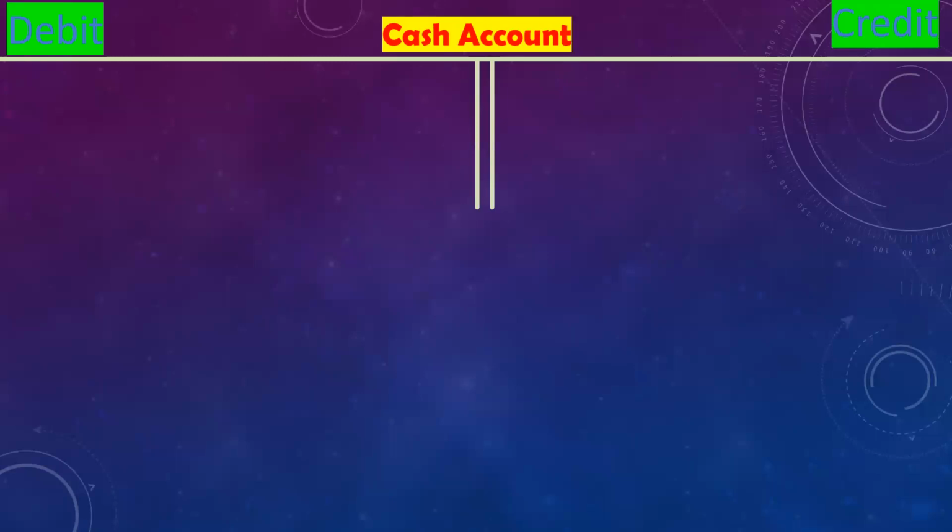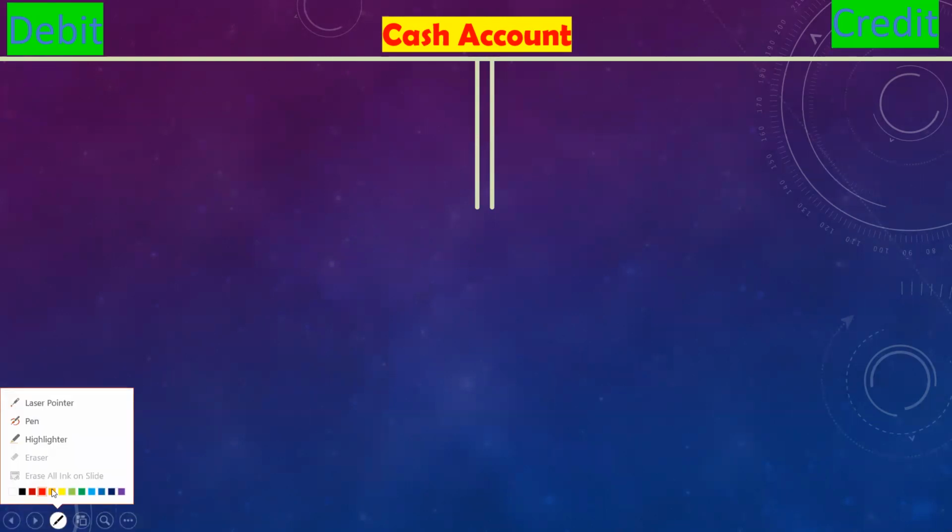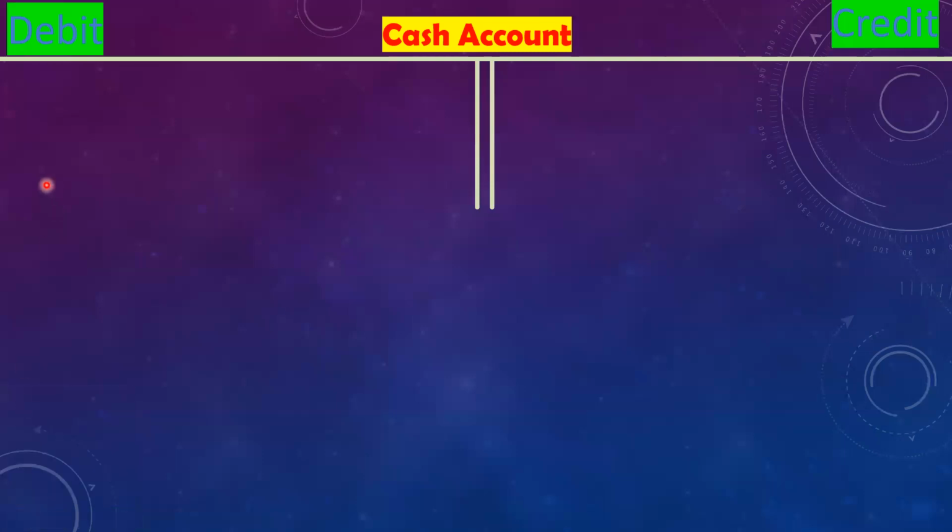So as per the rule, in an account we have two sides. One is debit, one is credit. This side is always the debit side. Understand? This side is always the debit side, and this side is always the credit side. You understand, my dear, what I say? This side is always debit side and this side is always credit side.